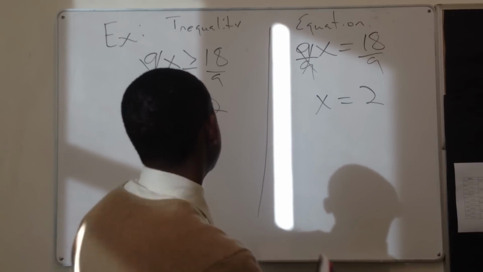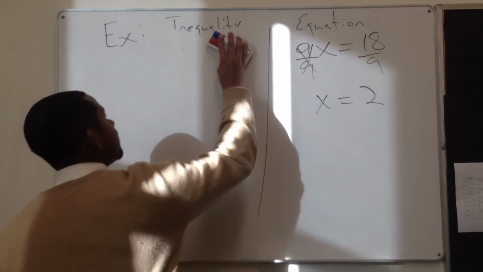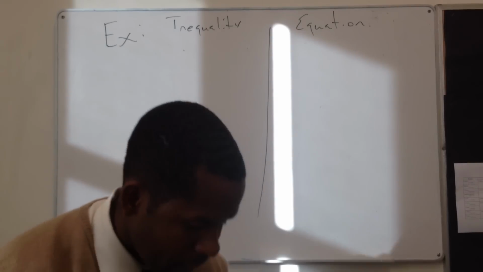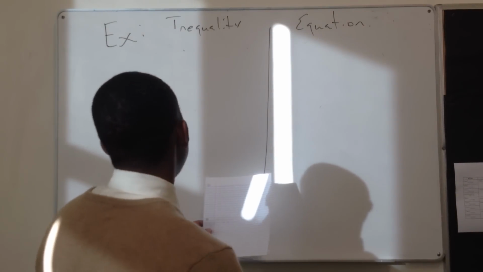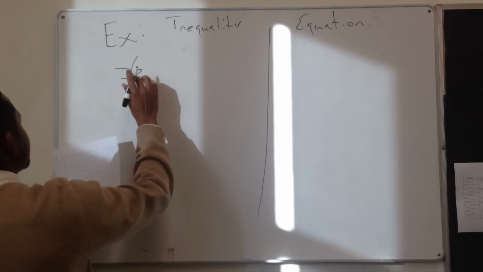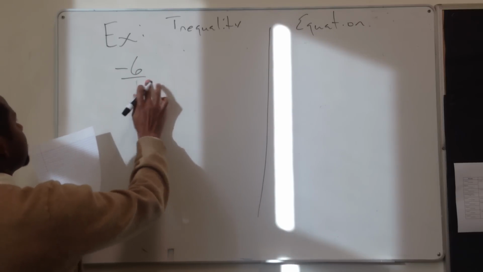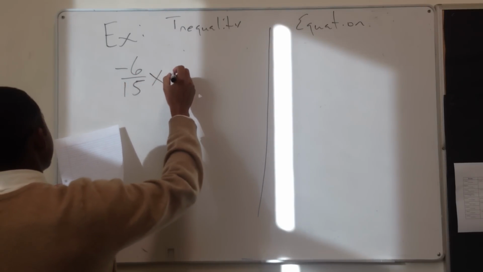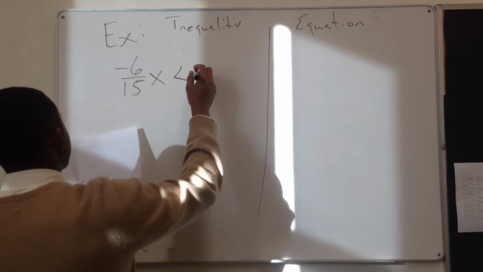So let's look at another one. Now let's step our game up. It says negative 6 over 15x is less than 2, and these are the ones you guys struggle with a little bit.